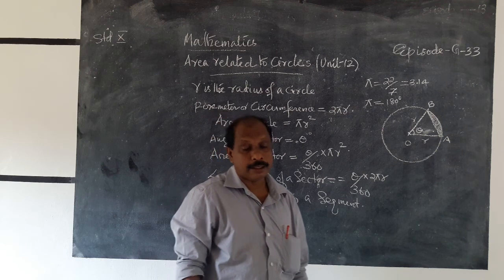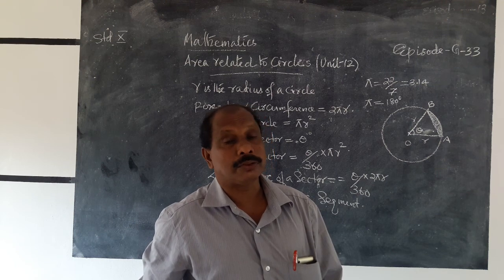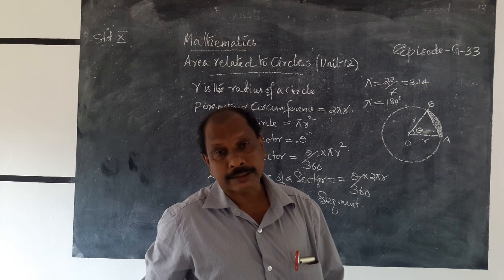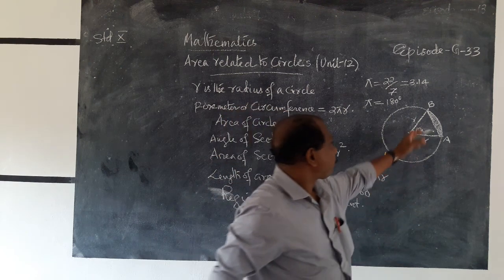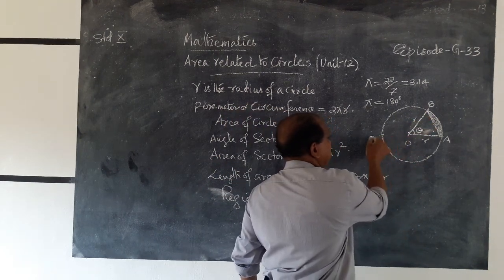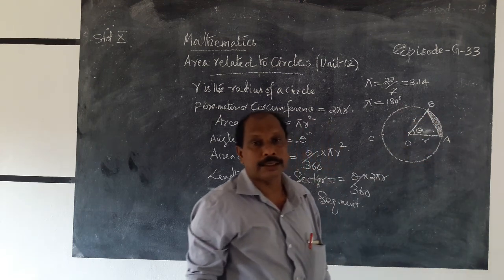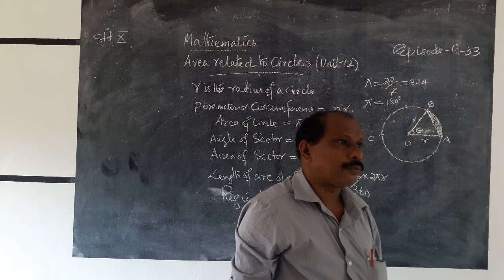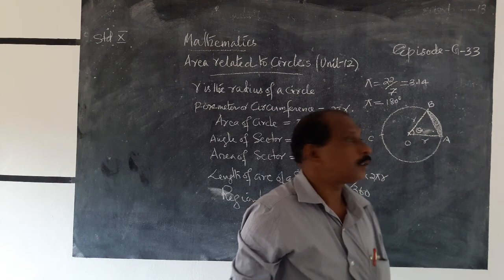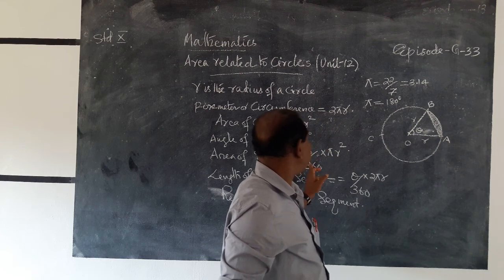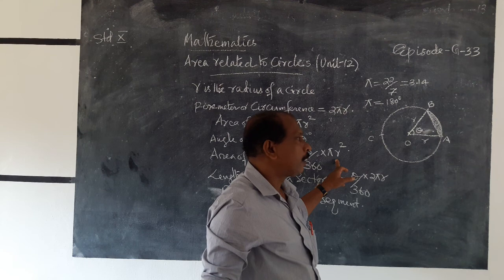If the arc length is more than that of a semicircle, the segment is what? Major segment, and the sector is a major sector. Let us assume that point is C. Therefore, ACB is the major sector. Therefore, the area is what? Pi r square minus theta by 360 pi r square. That is the area of the major sector.